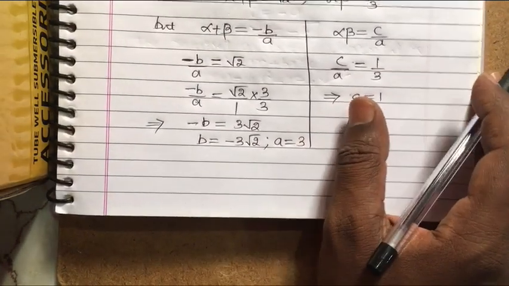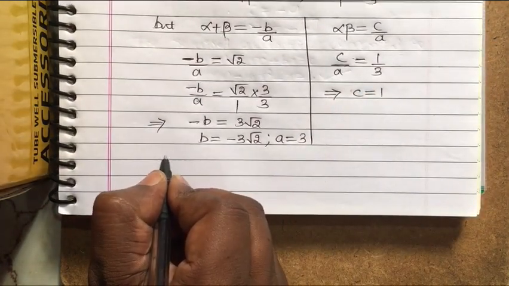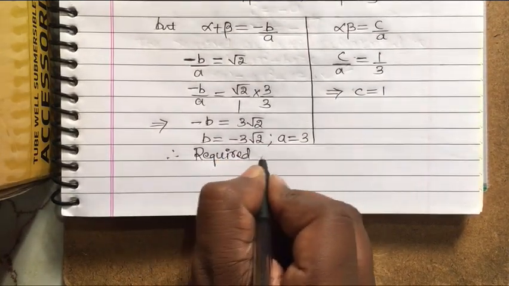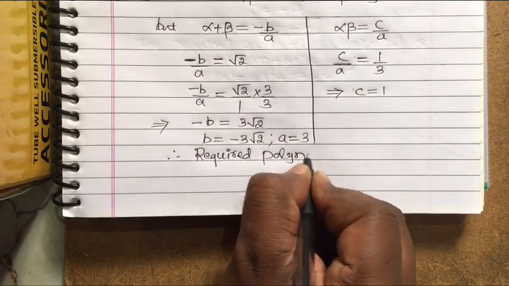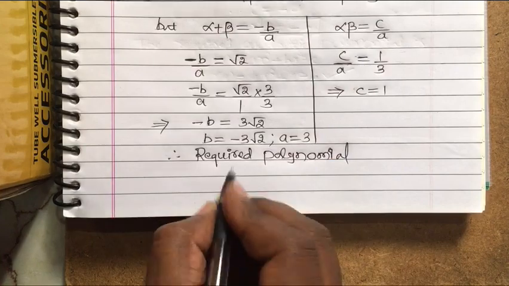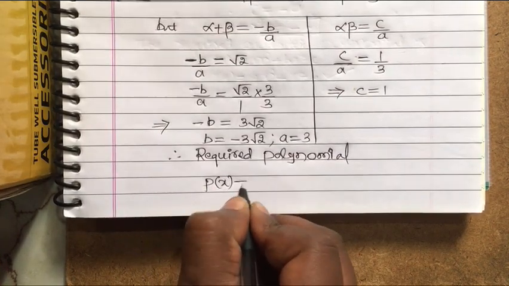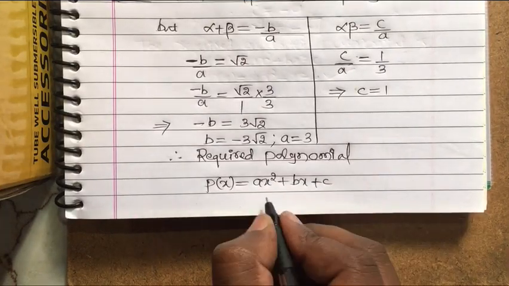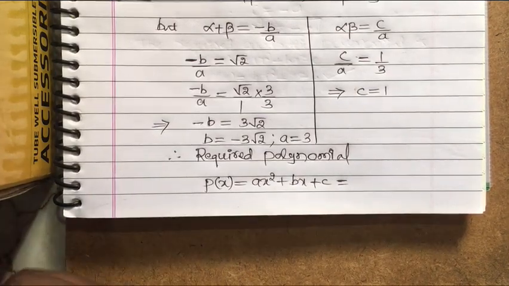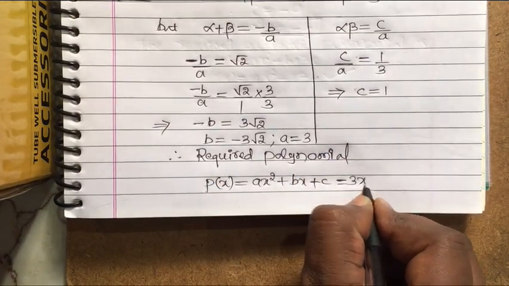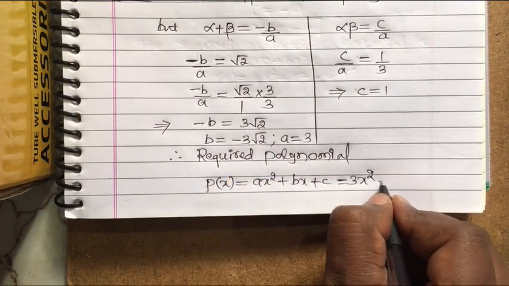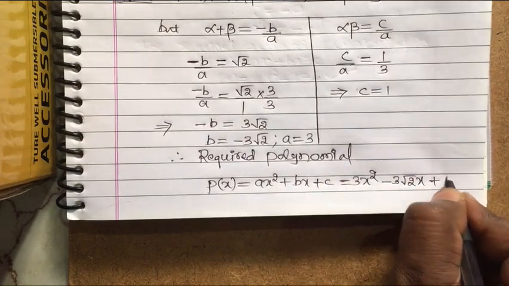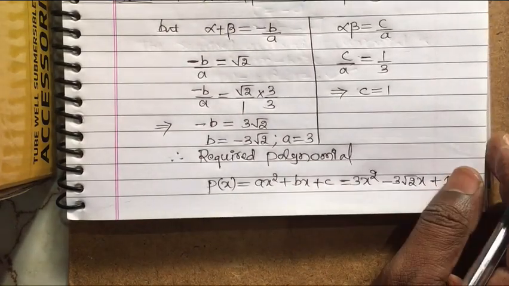So now the required polynomial, therefore the required polynomial p of x is equal to ax square plus bx plus c. So now it is equal to, what is a here? A is 3. So 3x square, then b is minus 3 root 2 x, and then plus c, it is 1. So plus 1. This is the required polynomial.